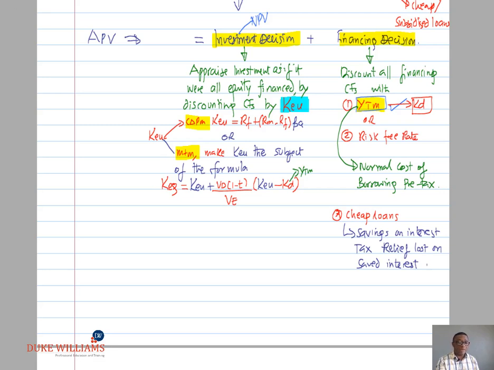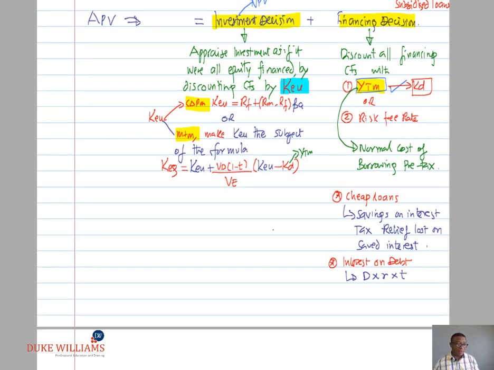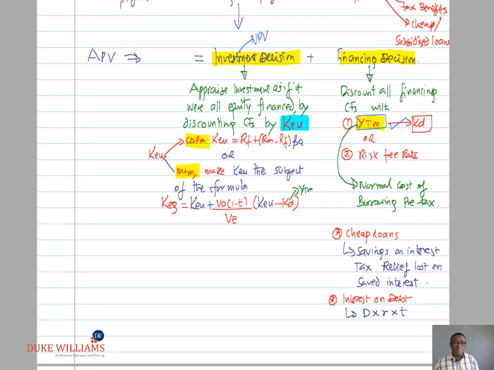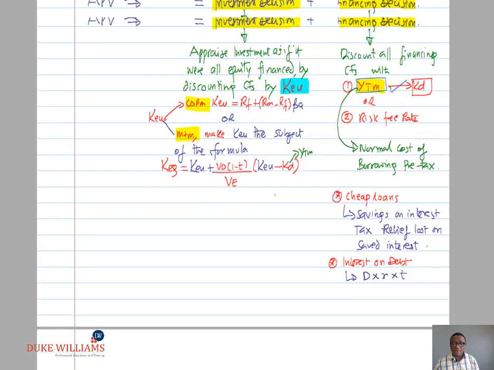Then, if we take the interest on the debt, for example, it is the debt amount D times the coupon times the tax rate. That is what we'll be looking at going forward. So it is nothing new from our usual NPV, except for the fact that we will separate investment decision from financing decision because our existing work will no longer be applicable. So we'll take a very basic example to see how this is looked at.